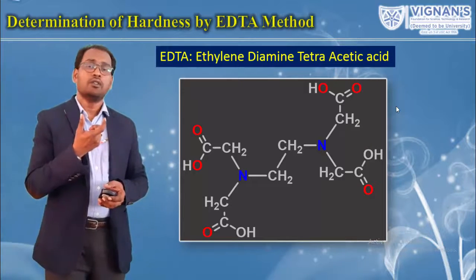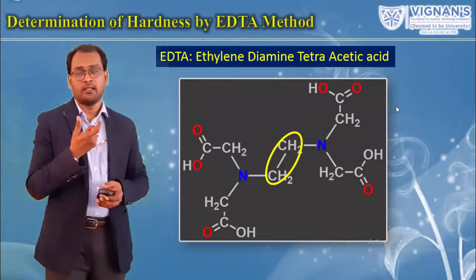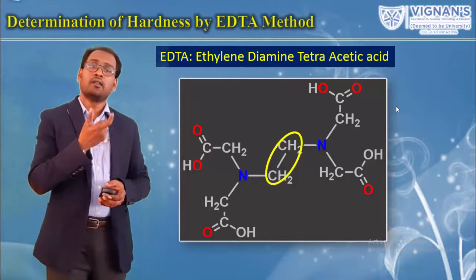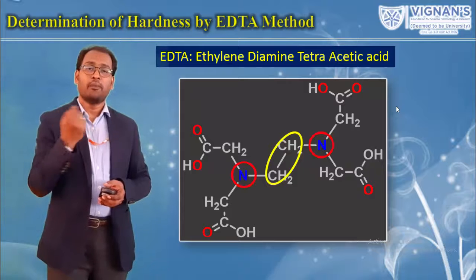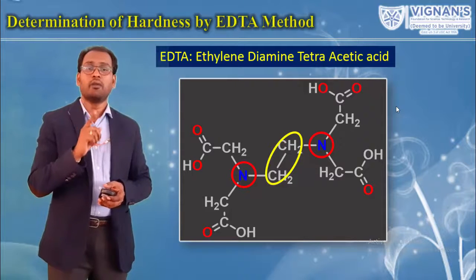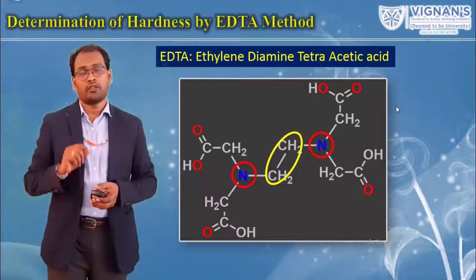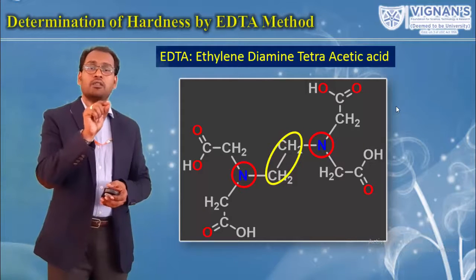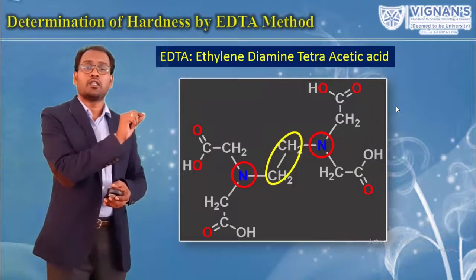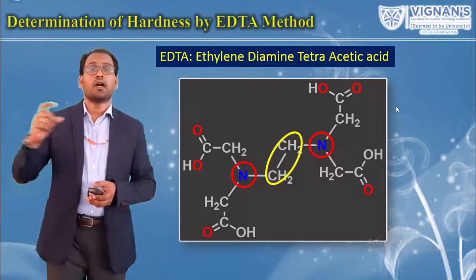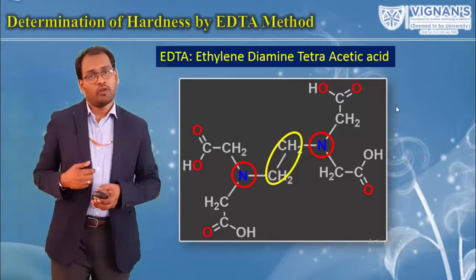Ethylene, CH2 double bond CH2, that is ethylene. So when it forms a bond with diamine, two amines at both the ends, this double bond will break. One part will go for NH2, the other part will go for NH2. So NH2, single bond, CH2, single bond, CH2, single bond, NH2. There are two hydrogen atoms at both the ammonia molecules.